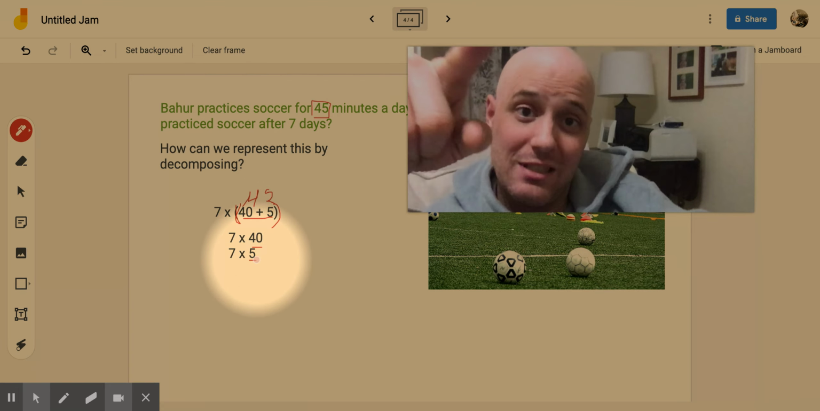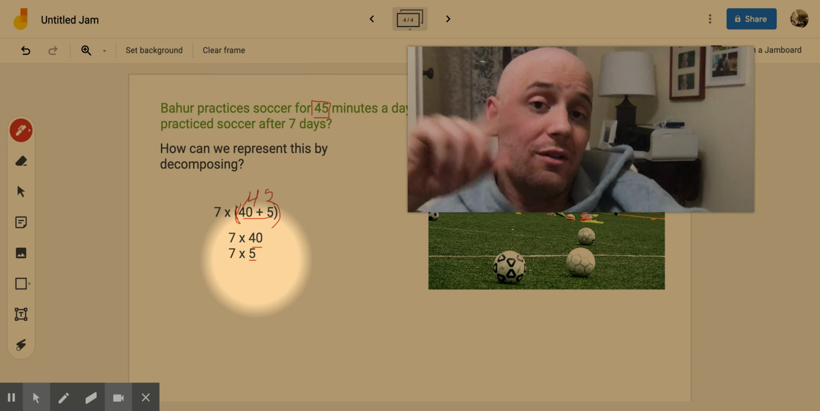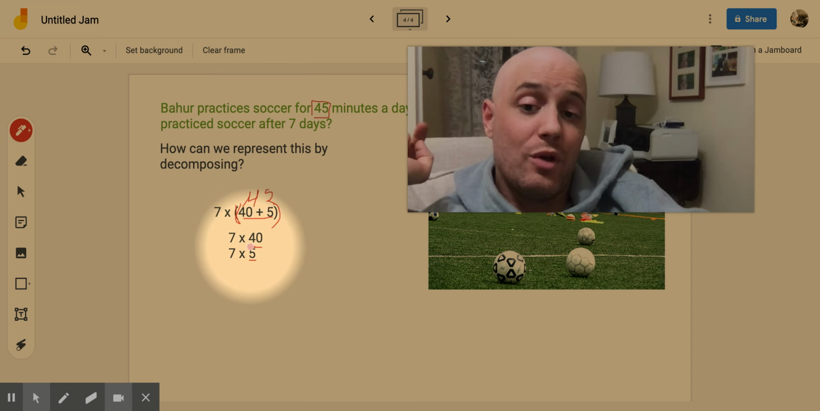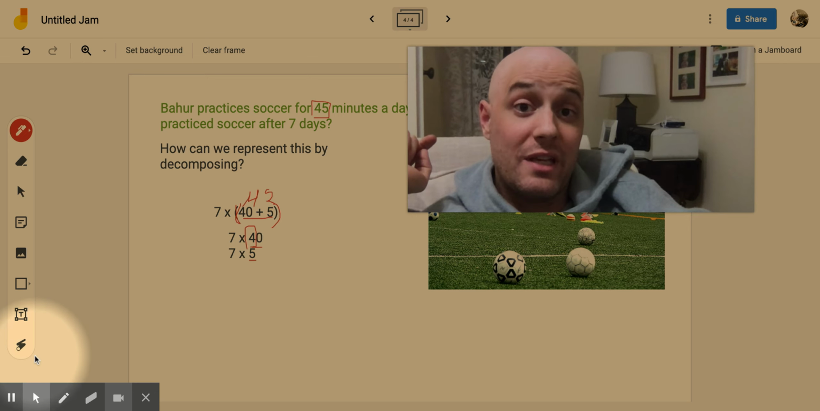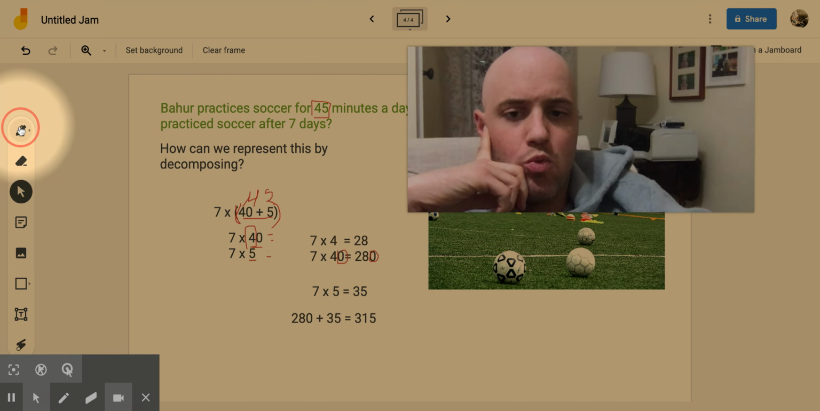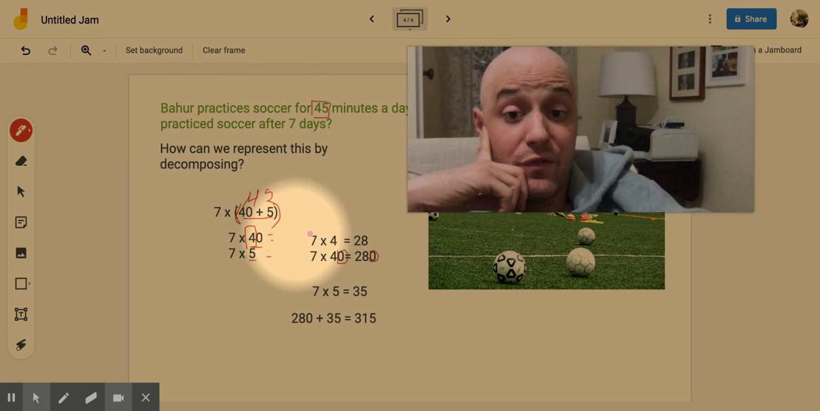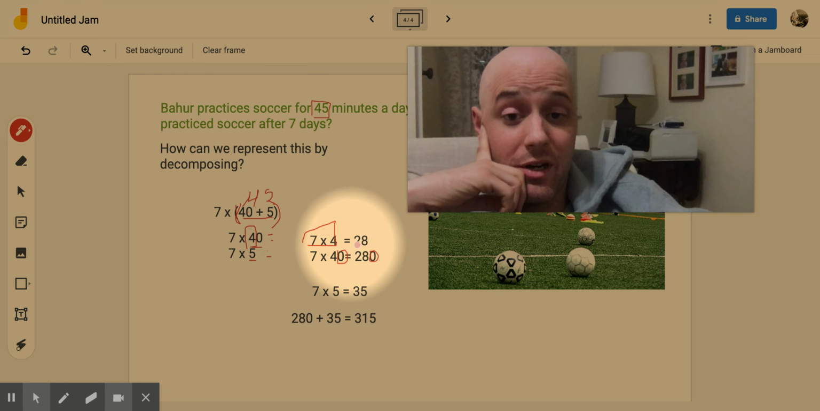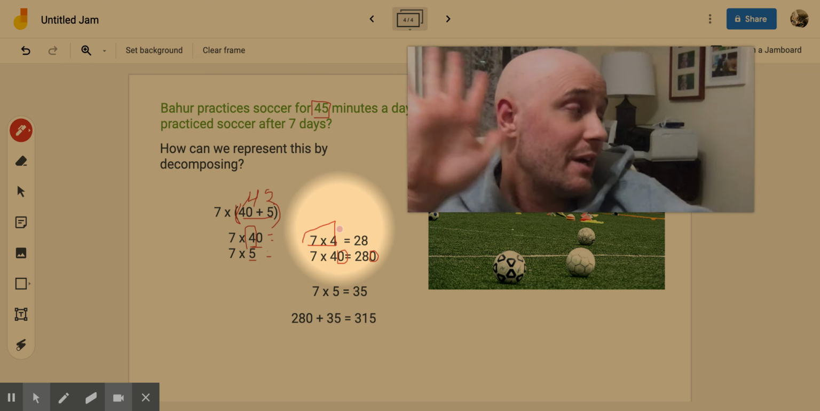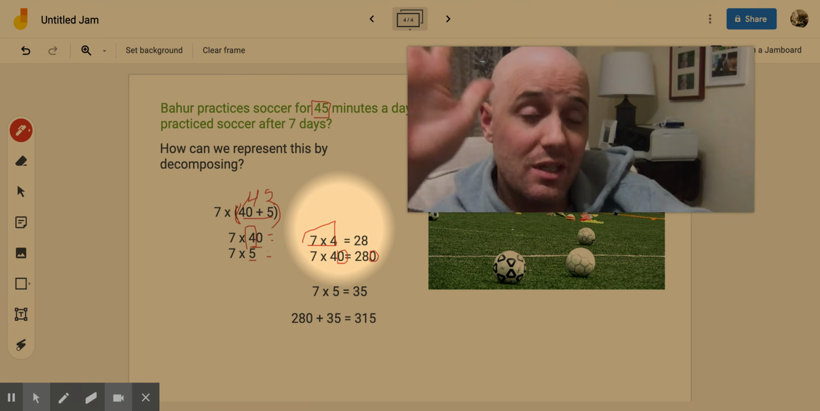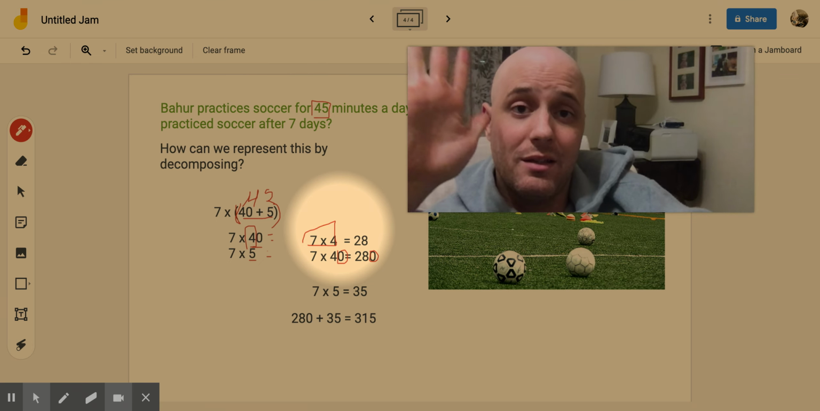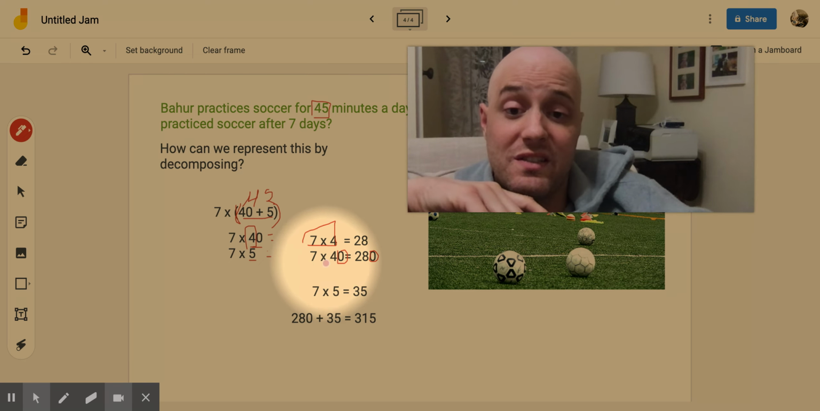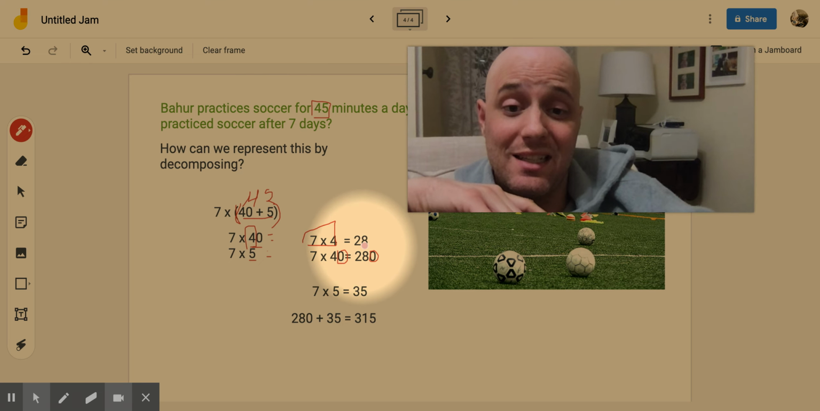Now, let's solve. And remember the trick from earlier for multiplying multiples of 10 here when you do that 7 times 40. All right. Hey, 7 times 40. So that trick, 7 times 4 is 28. If you think of, okay, I know how to multiply by the ones. 7 times 4 is 28. You can say 7 times 4 tens would be 280.